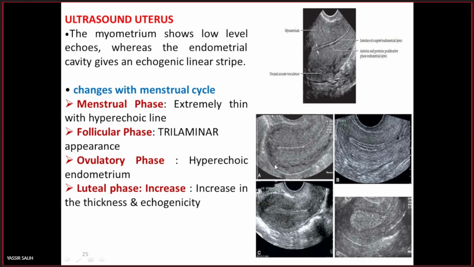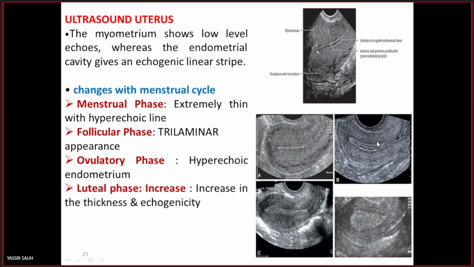But what are the normal features of the endometrium according to the cycle? In the menstrual phase, the endometrium لاحظوا نقول endometrium هو اللي center ضيق اللي هو dividing the myometrium, between both myometrium. But look at the endometrium in this early menstrual phase ultrasound. You can see the endometrium is hyperechoic, very thin hyperechoic. This is in the menstrual phase.